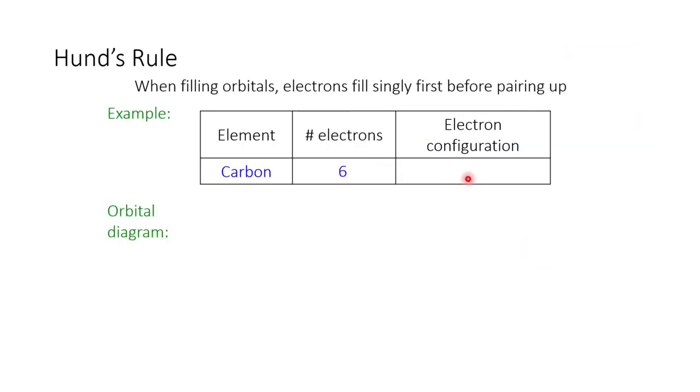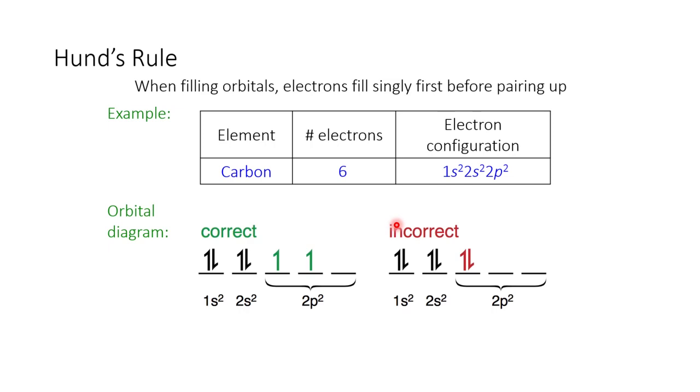Our electron configuration would be 1s2, 2s2, and the rest would be in the p. If we wanted to put that into the orbital diagram, it will look like this. Both of these show 2p2, but in this one you have electrons pairing up rather than separating at first. Electrons don't like to do that.